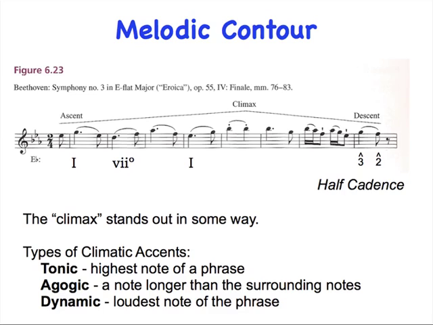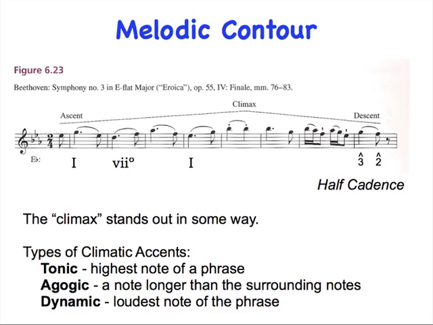An agogic accent or climax is a rhythmic notation. The longer note usually surrounded by shorter notes. In this case of the Beethoven, when we get to the climactic point, the note's not really longer, but it repeats the 3 B flats, and so by repetition that B flat gets held out longer than other notes.